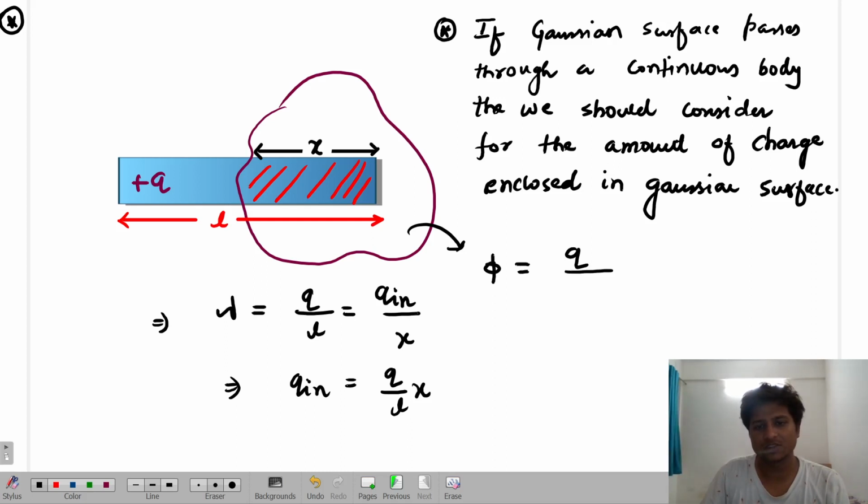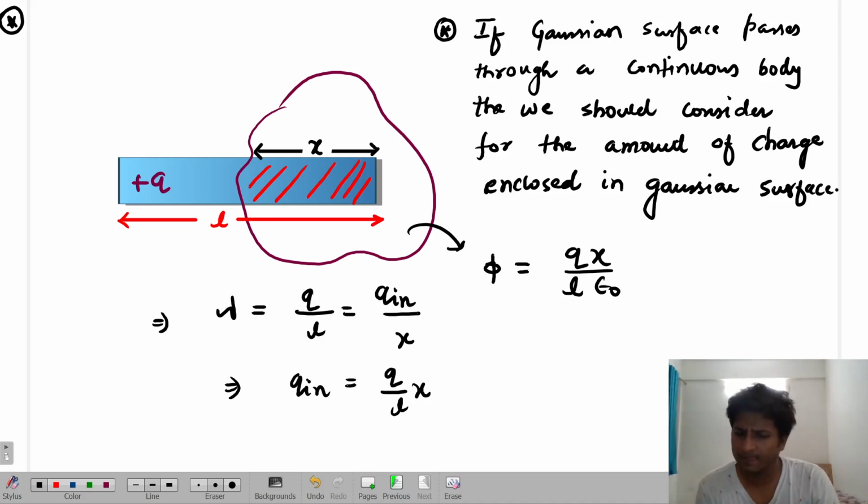Simple. Charge enclosed is q by L into x into epsilon naught. Is that clear? Are you able to get me? Is that clear or not?